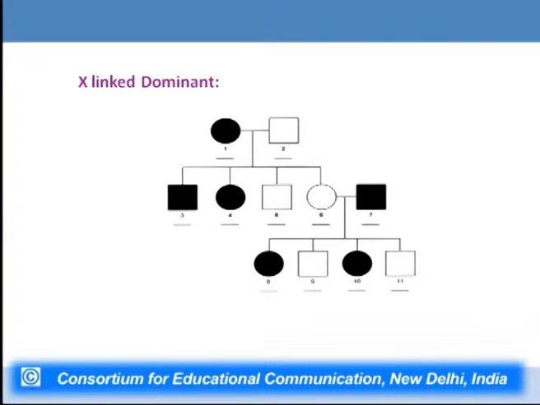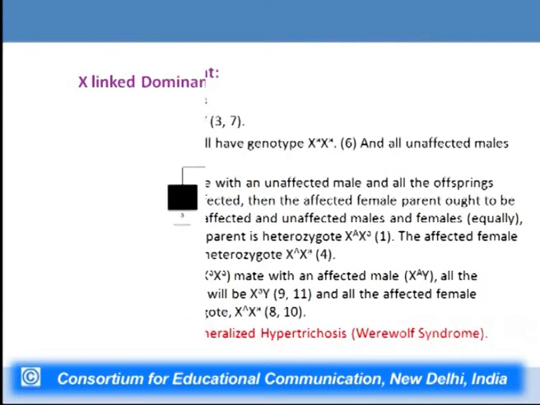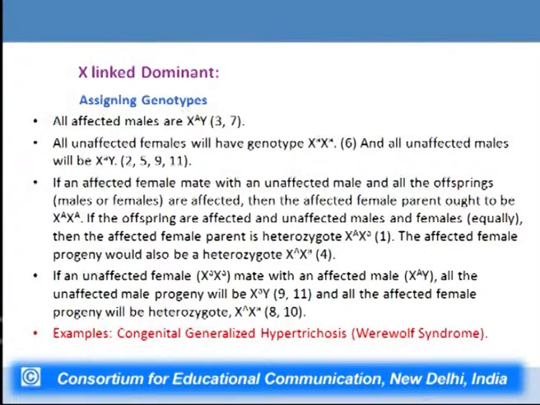This is the pedigree which can be ascertained to be that of X-linked dominant inheritance. Here again we can ascertain that it is X-linked dominant inheritance because we are able to assign genotypes to individuals. All the affected males are XAY. All unaffected females will have genotype XaXa, that is, small xa.